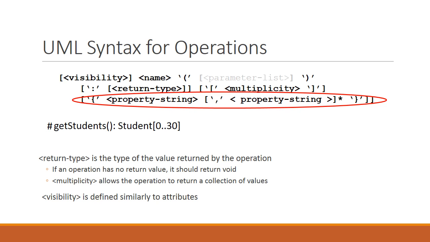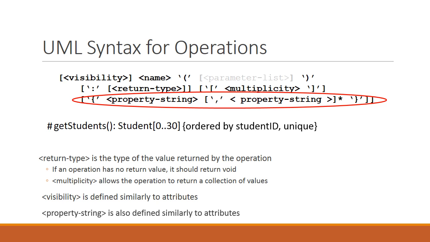Just like for attributes, you can also define properties for operations, and it is defined in a similar manner. So if I wanted to say that the getStudents operation returns a list of students, and this list of students is ordered by student ID, and not only that, all the students are unique within this list, then I might define it in this manner.